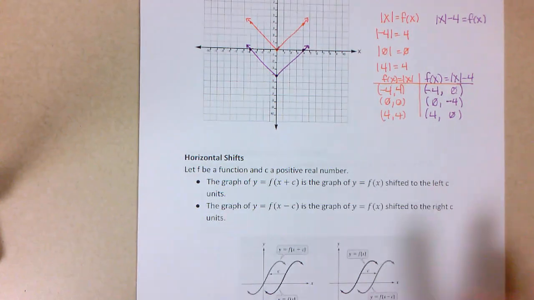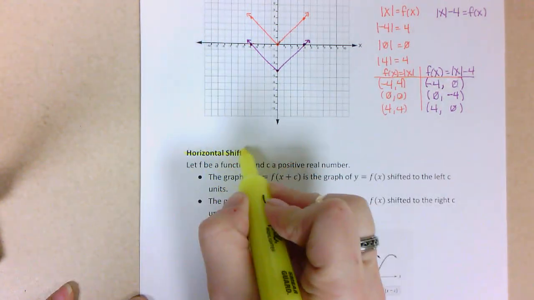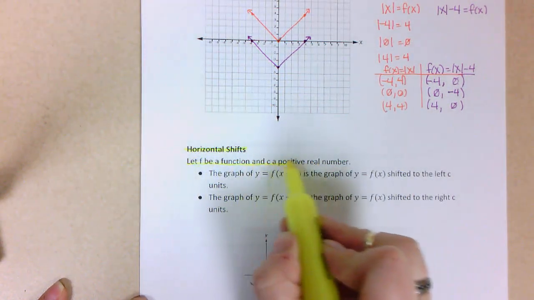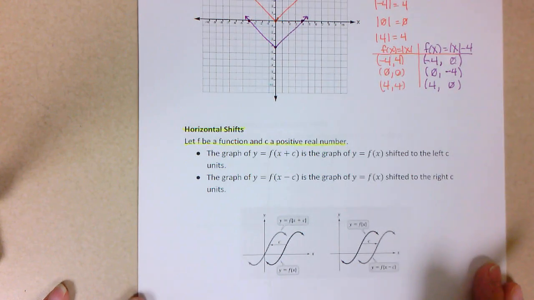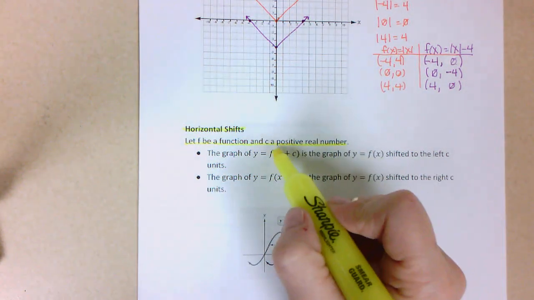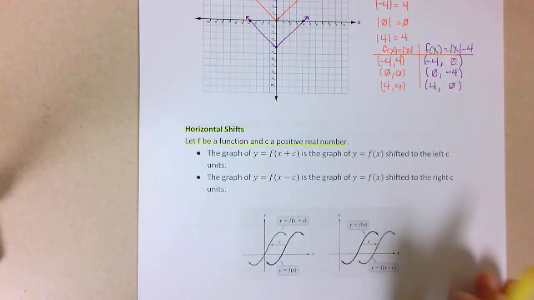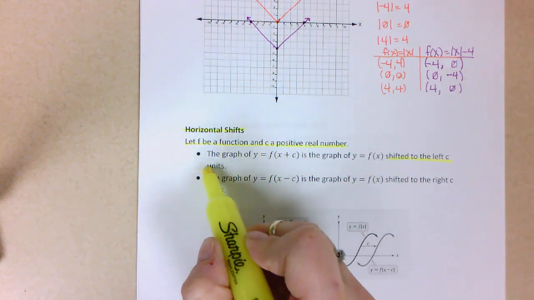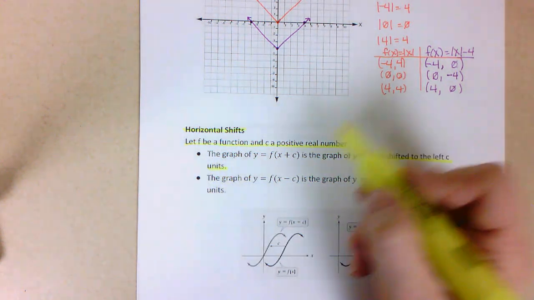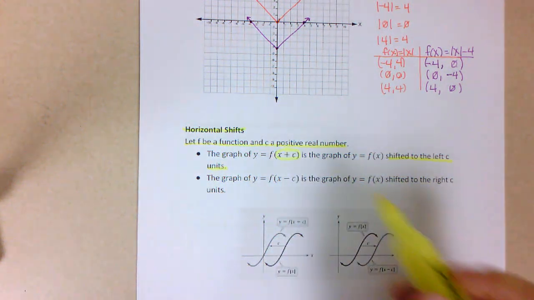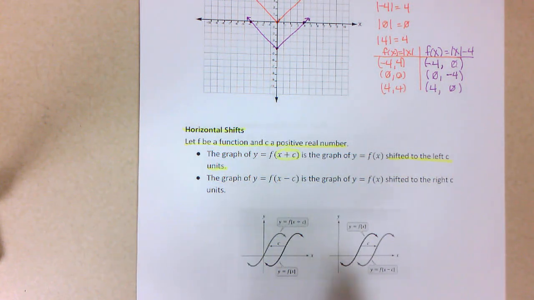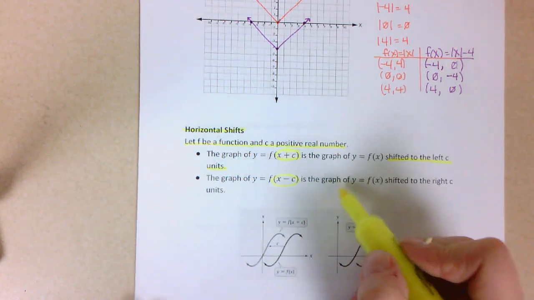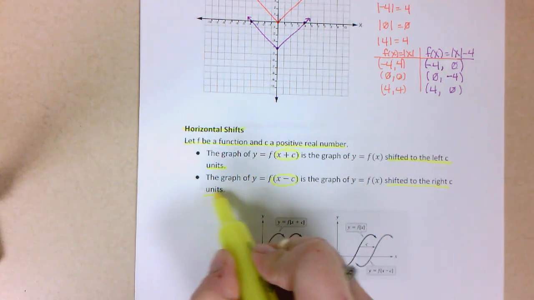So now let's talk about the horizontal shifts. So again, let f be a function and c be a positive number, okay? Like I said, those are the rules to play by this game. So the graph of y equals f of the quantity x plus c is the graph of y equals f of x shifted to the left c units, right? It's a plus, but we go to the left. And the graph of y equals f of the quantity x minus c is the graph of f of x shifted to the right, c units.